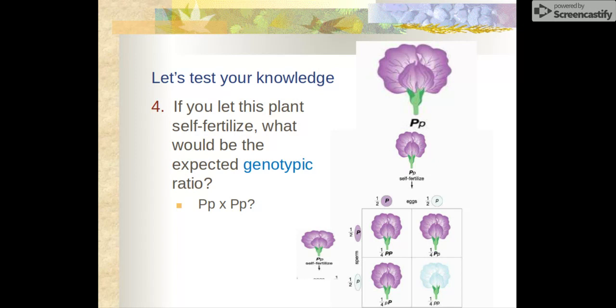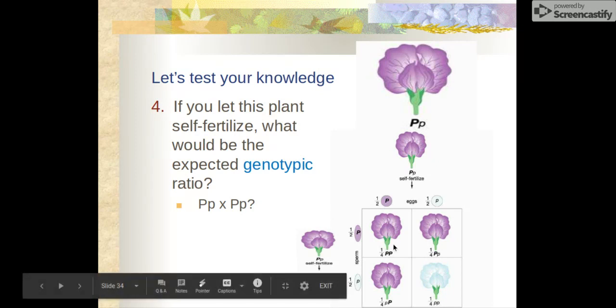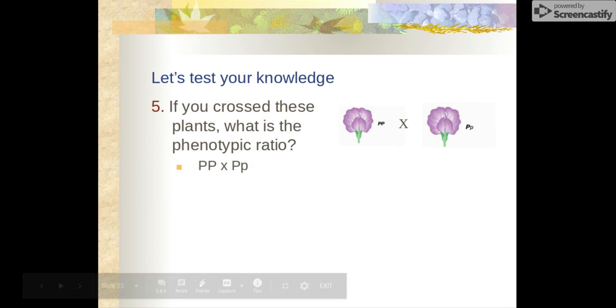What's the genotypic ratio? So usually when we look at genotypic ratios, we go number of homozygous dominant, number of heterozygous, number of homozygous recessive. So here we've got 1 homozygous dominant, 2 heterozygous, and 1 homozygous recessive. So our ratio is 1-to-2-to-1.